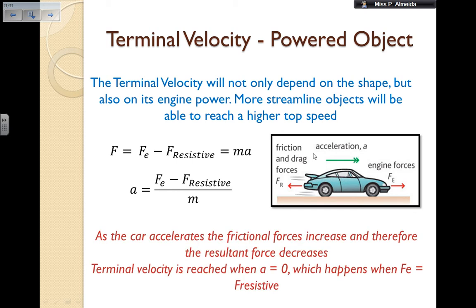And then as my car accelerates, the frictional forces increase, so the resultant force decreases. So this number gets bigger, so this number overall gets smaller, okay? Eventually, if these two numbers are the same, they cancel each other out, so I get a 0 on the top, so my acceleration will be 0. So I reach terminal velocity. Terminal velocity is reached when acceleration equals 0, which happens when the force of the engine equals the resistive force. So that is it about terminal velocity. I hope it made sense.